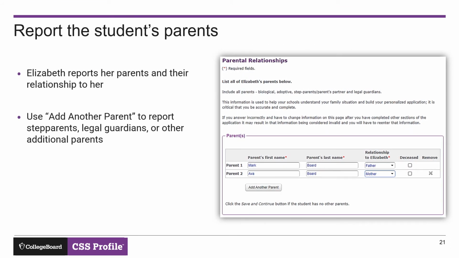Elizabeth's parents are married, so she lists her father Mark in the Parent 1 field and her mother Ava in the Parent 2 field. The Add Another Parent button allows you to report other parents, such as step-parents or legal guardians.